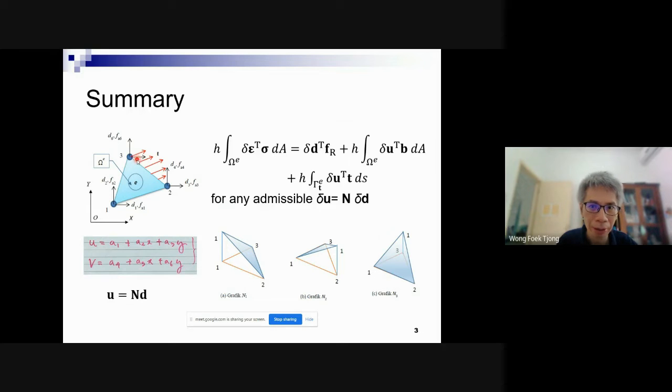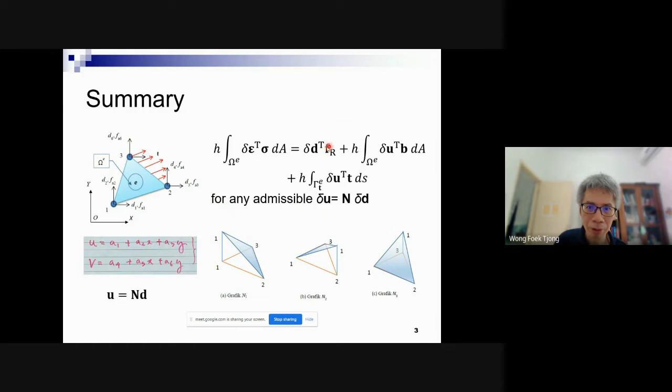This element is in equilibrium, so we have also applied nodal forces to keep the element in equilibrium. Fa1 up to Fa6 are the components of the applied force, unknown applied forces just to make the element remain in equilibrium. Because this is in equilibrium, we can use the principle of virtual displacement.